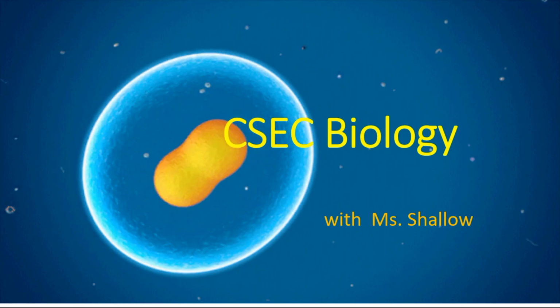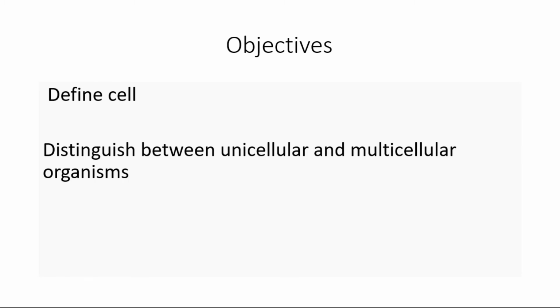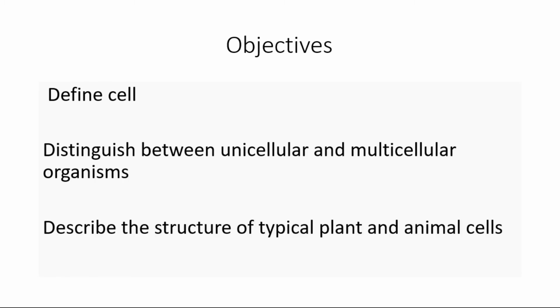In today's lesson, we will be talking about cells. This is the first in our series on cell biology, and in this lesson we will define a cell, distinguish between unicellular and multicellular organisms, and describe the structure of a typical plant and animal cell. So let's go!